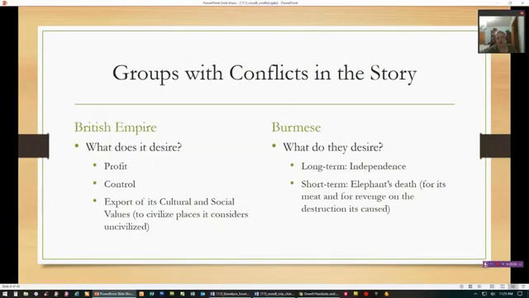How do they get that? For the Burmese, the people who are conquered in this story, their long-term goal is independence. They want to be free. They want their country back. Short-term goal, we have the elephant's death in this, and we'll talk about that when we get to the story. They want this rogue elephant taken care of. And the narrator gives them many motivations for that: entertainment, the food, maybe some kind of revenge for the destruction that it's caused.